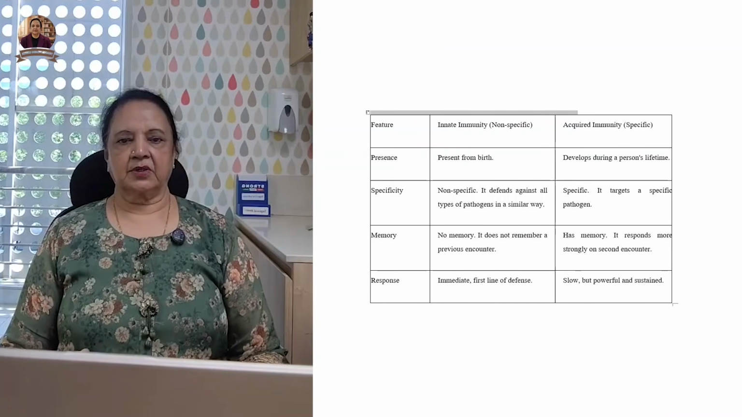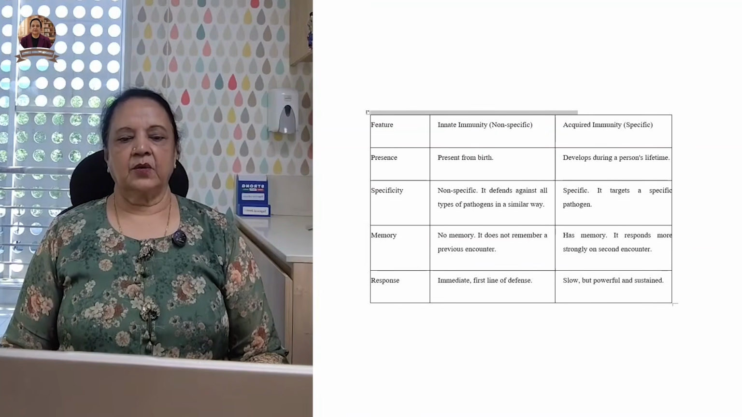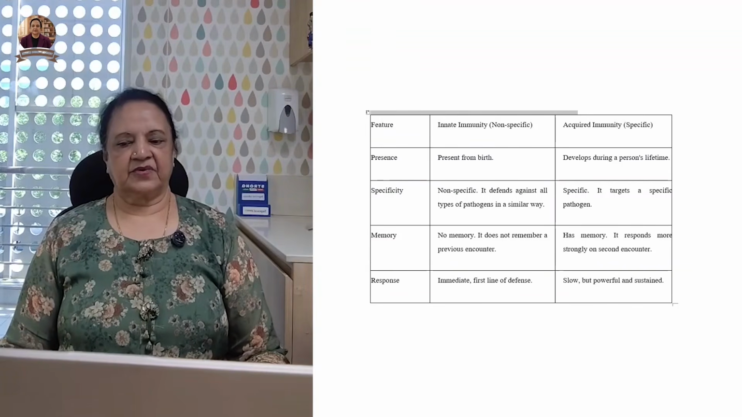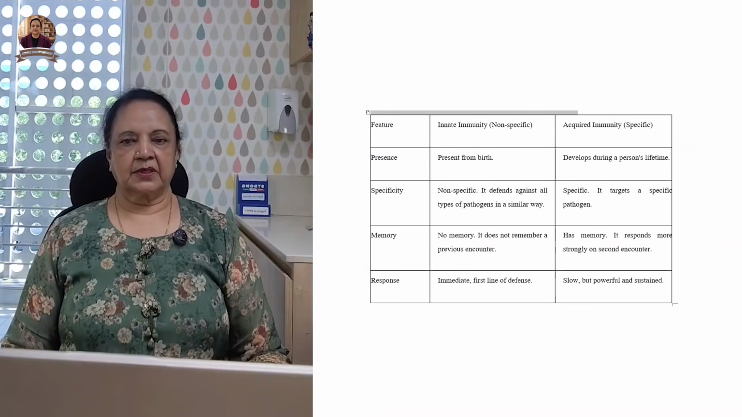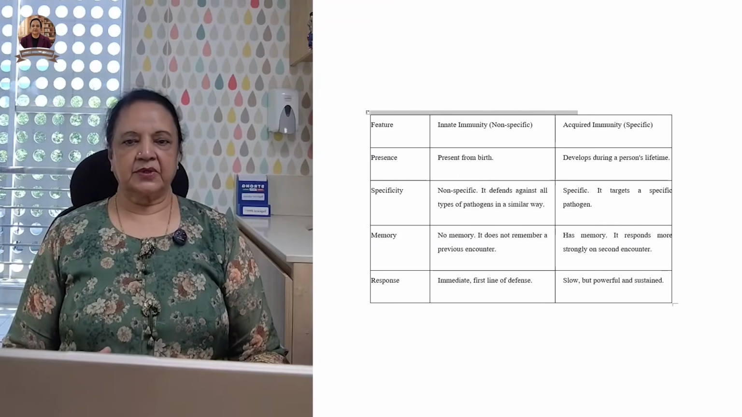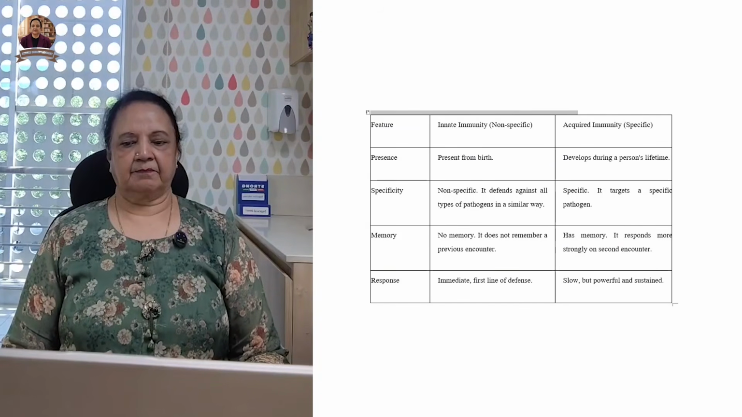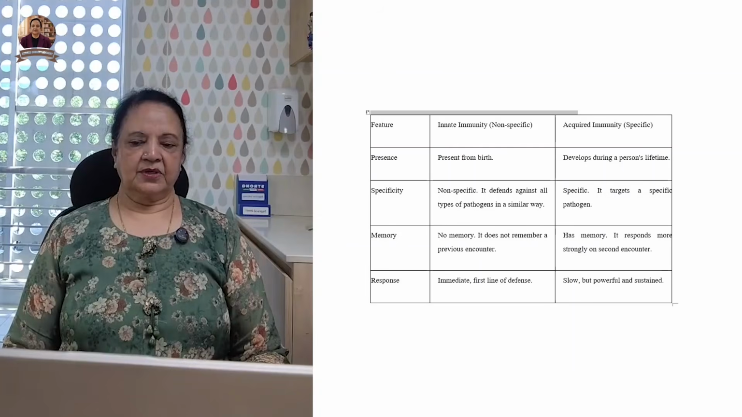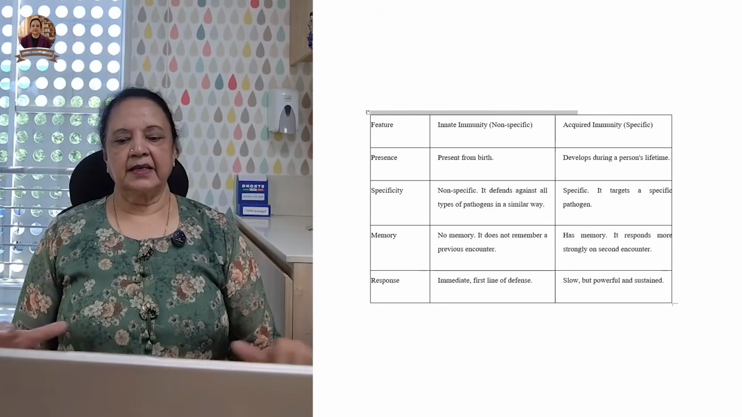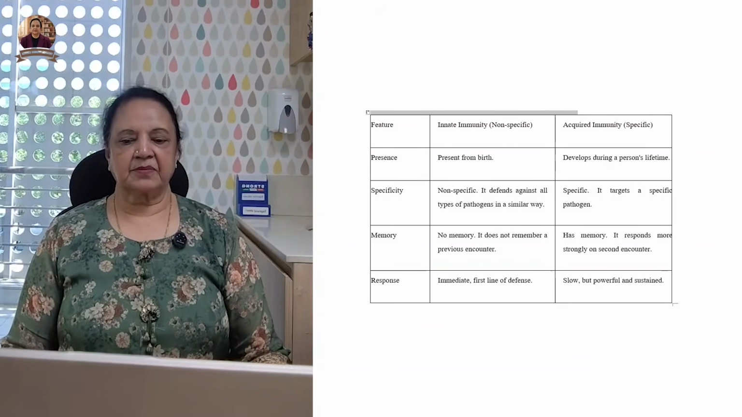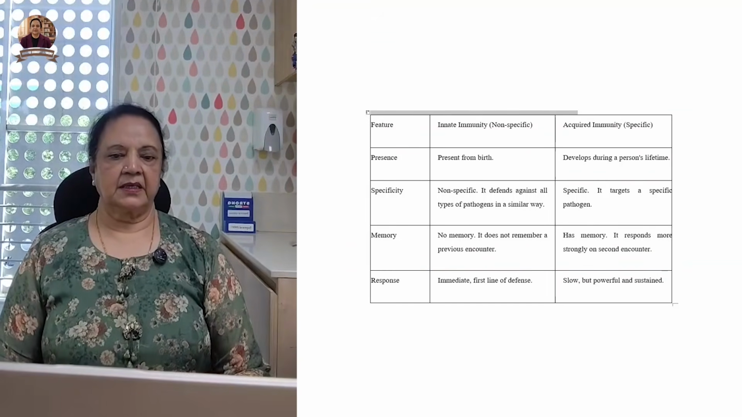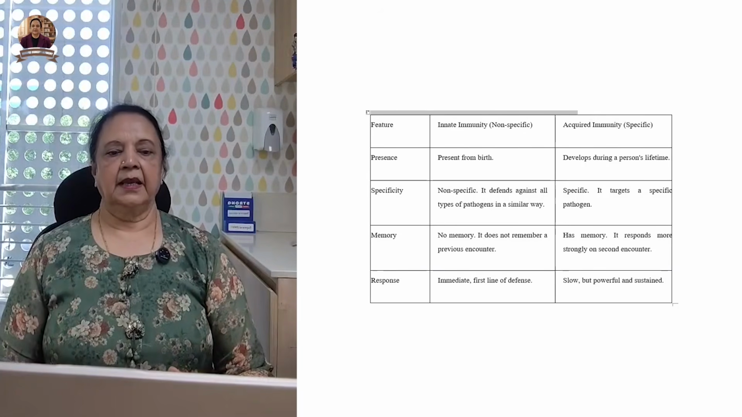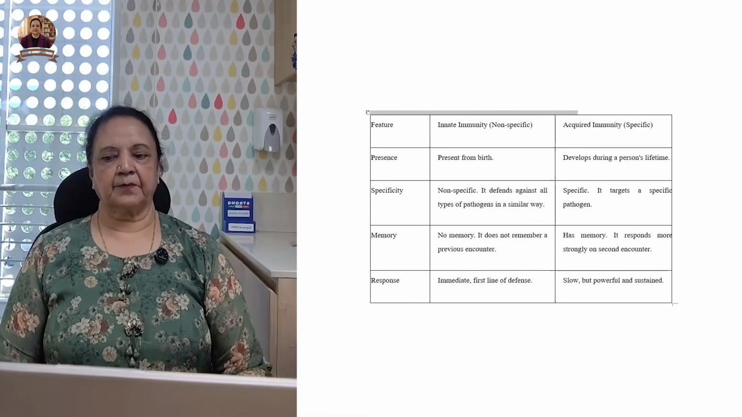Innate immunity is non-specific, whereas acquired immunity is specific. Innate immunity is present in our body from birth, whereas acquired immunity develops during a person's lifetime. Innate immunity is non-specific. It defends against all types of pathogens in a similar way. Acquired immunity is specific. It targets a specific pathogen.